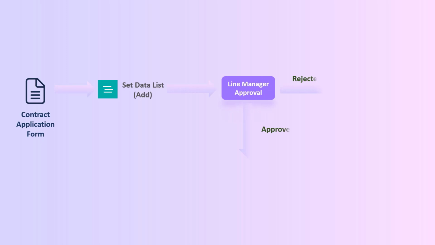For example, in the case of a contract application form, the Set Data List action allows you to add the record to your contract records automatically. It also enables automatic updates of approved contracts and deletion of rejected ones. This streamlines data list management and ensures organized, accessible records.